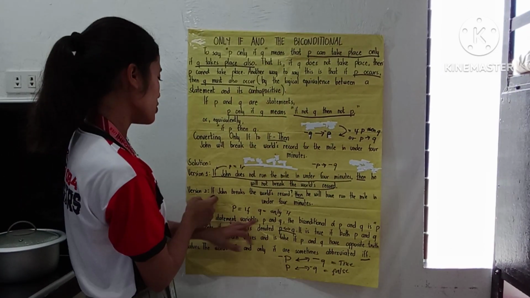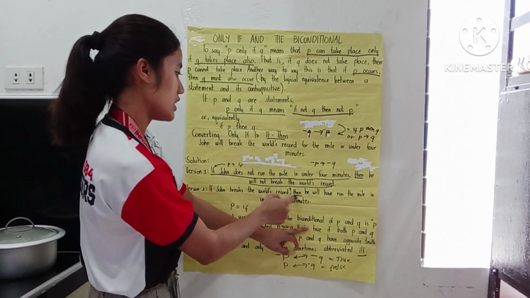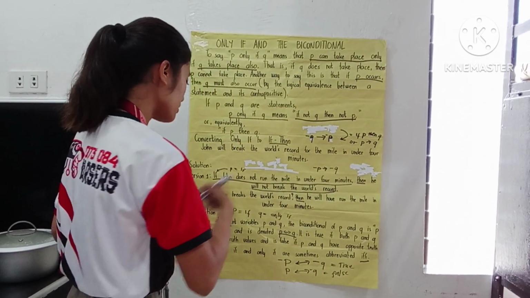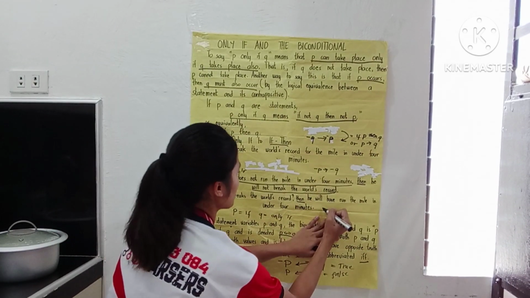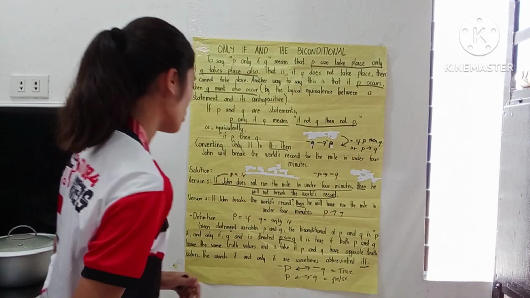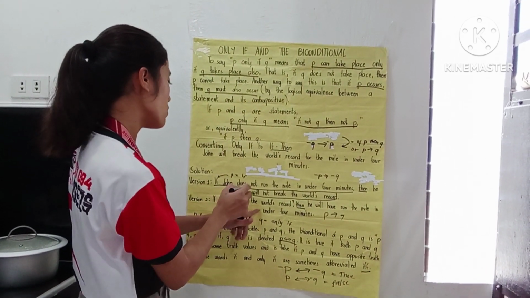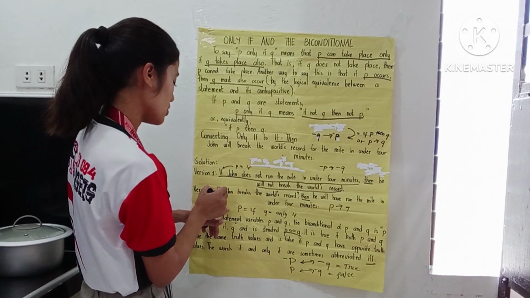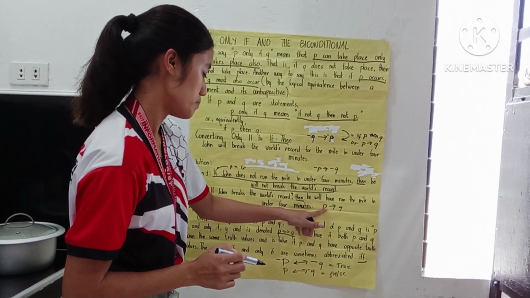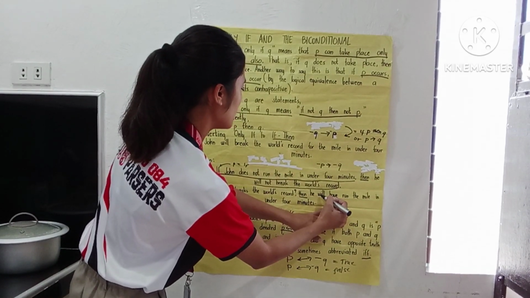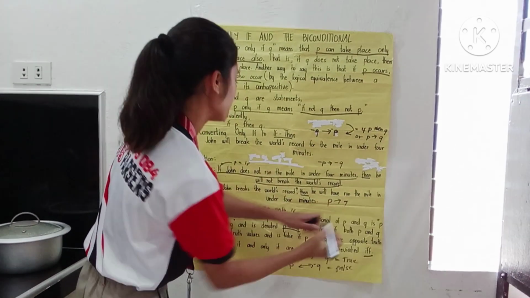Another version: if John breaks the world's record, then he will have run the mile in under 4 minutes. So here there is no not, it is P implies Q. Why? Because there's no not here, so that is why it is P. And will here is Q.